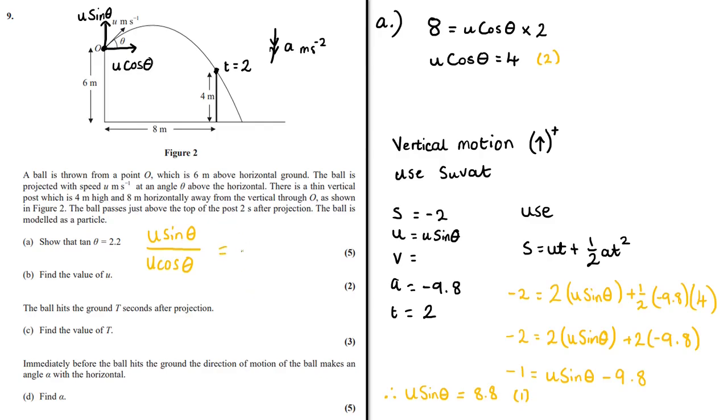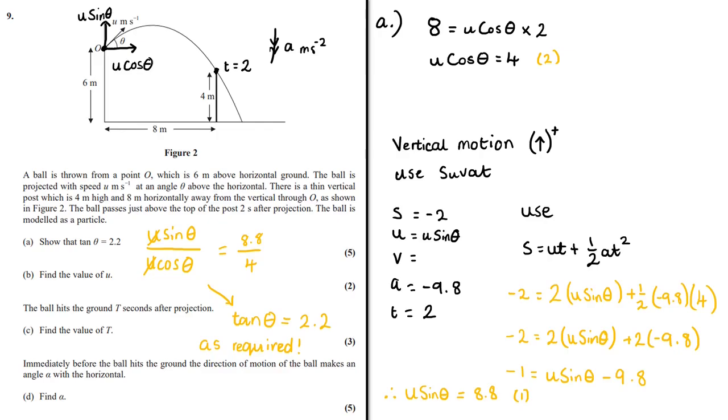So that's going to be a denominator of 4. U sine theta is equal to 8.8. So what I get then is the U's cancel. Sine theta over cos theta, nice and straightforward, just gives us tan theta. So we get tan theta on the left-hand side. And then 8.8 divided by 4 gives us 2.2. Okay, so tan theta is equal to 2.2 as required. So there we go. That gets us the first 5 marks, showing that tan theta is equal to 2.2.